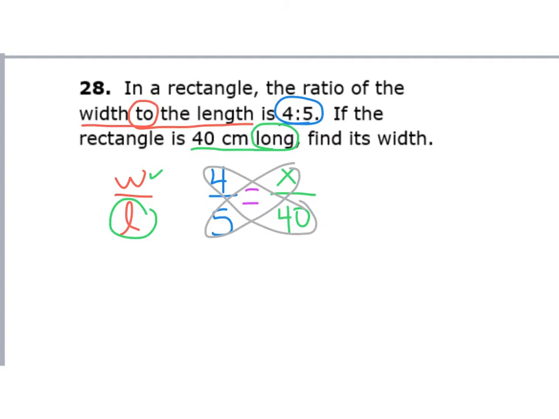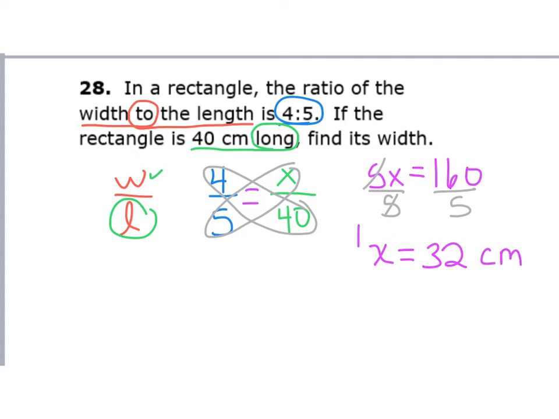So 5 times x, 5x, and 4 times 40, 160. And then to get rid of the 5, I'll just divide it out on both sides. And when I do that division, I end up with x equals 32. And since it was 40 centimeters long, it will be 32 centimeters wide.